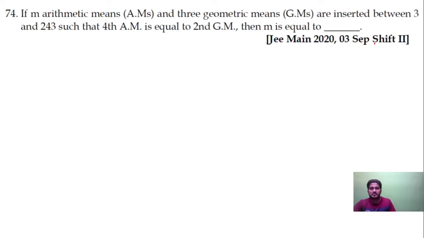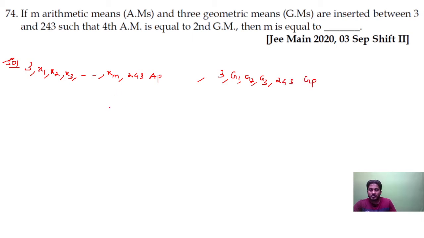If m arithmetic means and 3 geometric means are inserted between 3 and 243. Okay, so between 3 and 243 m arithmetic means are inserted. This means that 3, x1, x2, x3, okay, and so on up to xm, comma 243. Okay, this is in AP. M arithmetic means are inserted between 3 and 243. Okay, and then 3 geometric means are inserted. So this means that 3, G1 comma G2 comma G3 comma 243. This will be in GP.